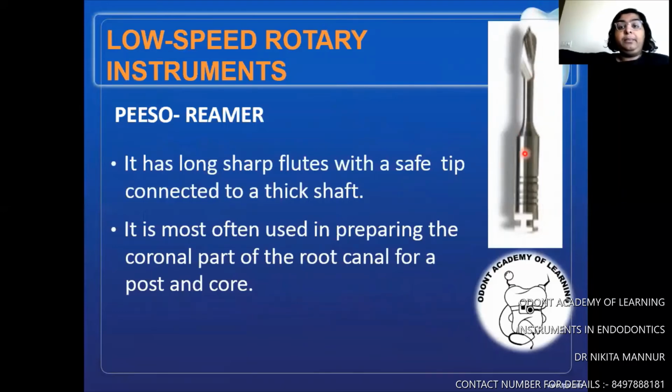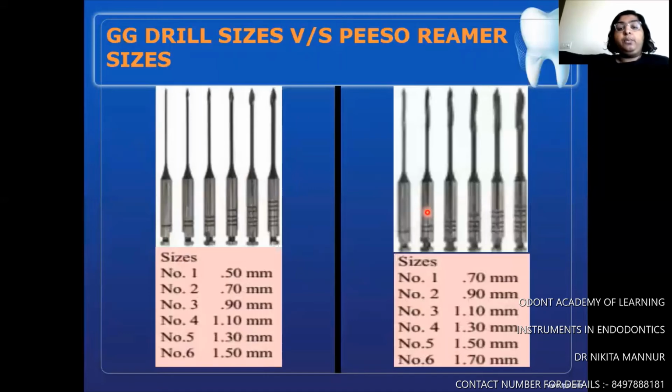And this is a Peeso reamer. The Peeso reamer has long, sharp flutes. You can see it's much longer and sharper compared to the GG drill. It's used with a safe tip, and it is connected to a much thicker shaft. It is often used in preparing the coronal part of the root canal for a post and core. Now, this is the difference between GG drill and Peeso reamer. The sizes are the same, 1 to 6, but the GG drill starts from 0.5 mm and the Peeso reamer begins from 0.7 mm and increases by 0.2 mm consecutively till number 6.